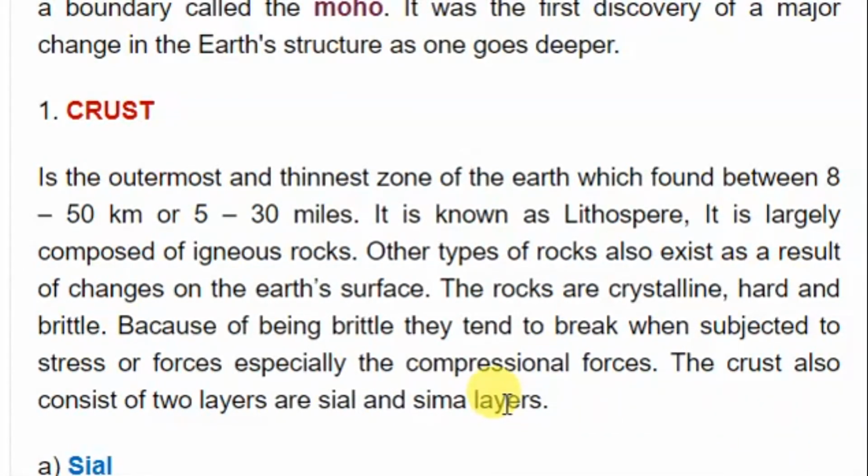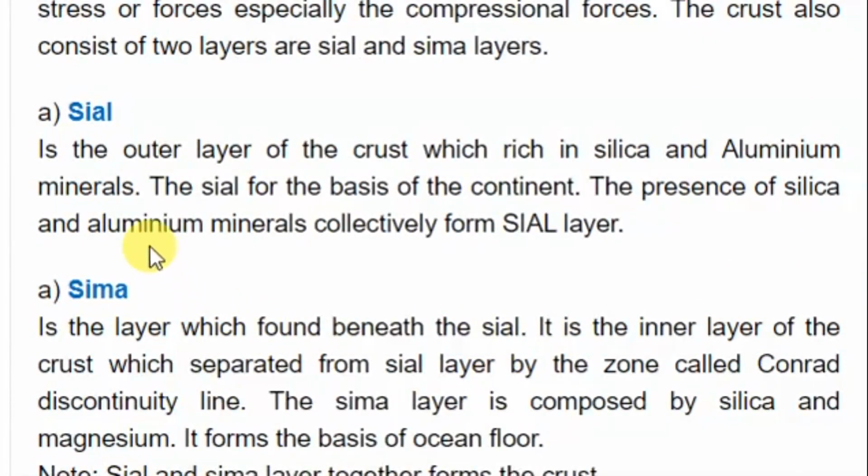So, the crust also consists of two layers, which are Sial and Sima. So in Sial, what do you have? Sial is the outermost layer of the crust, which is rich in silica and aluminium minerals. The Sial is the basis of the continents. The presence of silica and aluminium minerals collectively forms the Sial layer. So you can see this name Sial comes from silica and aluminium, the first two letters of the two minerals which form the word Sial.